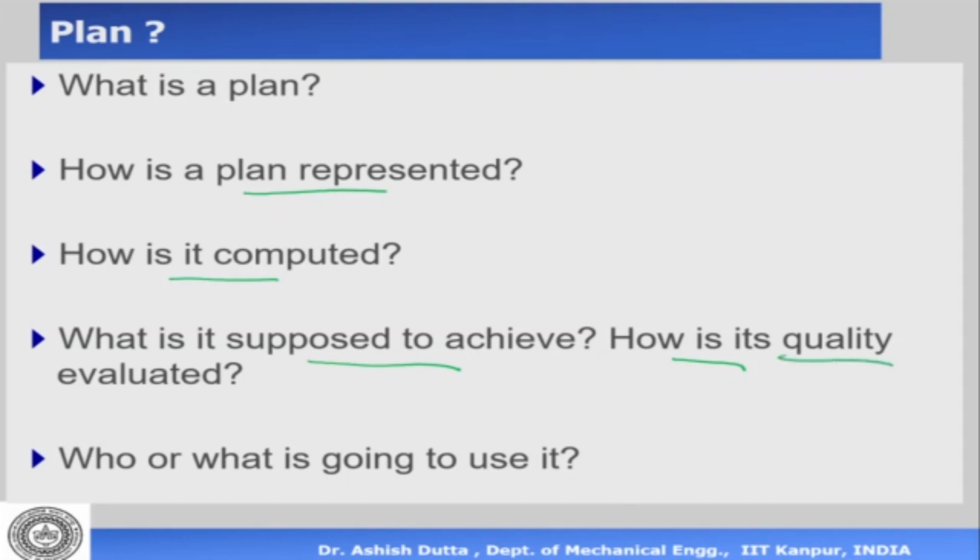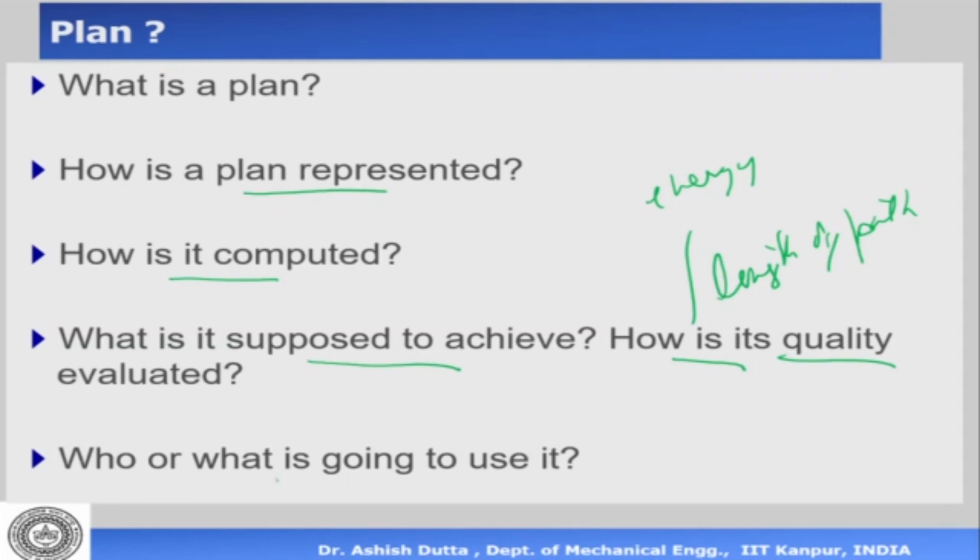For example, quality can be evaluated by means of the length of the path. If the path length is very high, we can say it's a bad quality. If the path length is low, we can say it's good quality. Okay. Energy can be another one. So if it takes too much energy, it's a bad plan. If it takes less energy, it's a good plan.